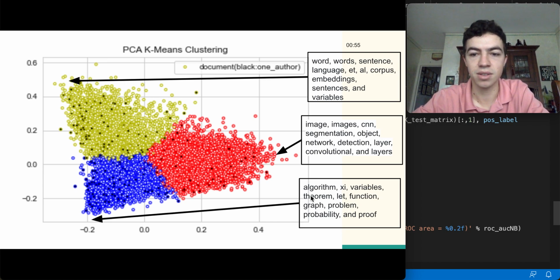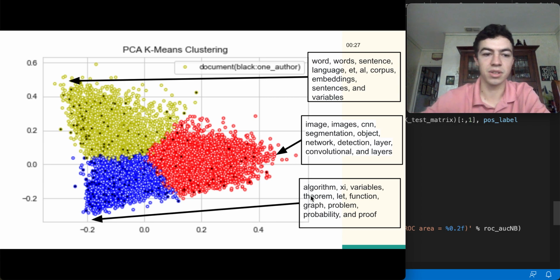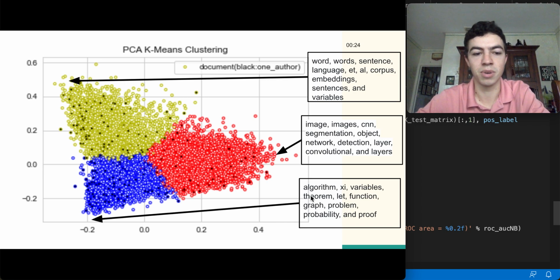The black dots are single authored papers. We have on the top left words, sentences, and NLP related machine learning principles. You can see the word corpus, so there's word analyzation, and on the right we have image recognition, and on the bottom there's theoretical concepts and theorems. It seems like there's a little bit more on the left and bottom for single researchers. So there probably will be a pattern.